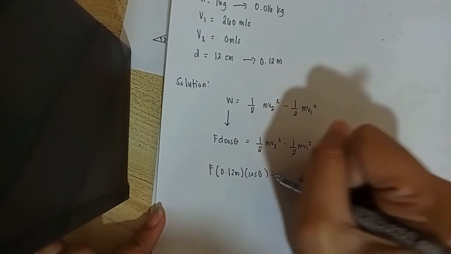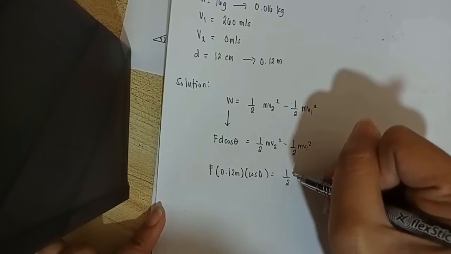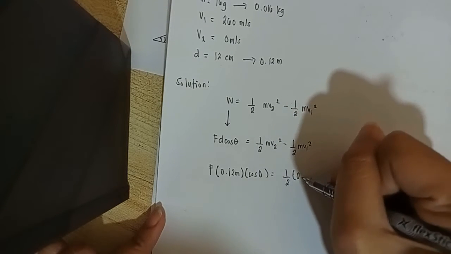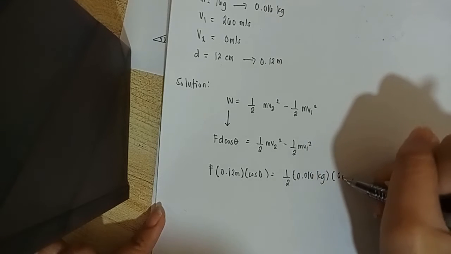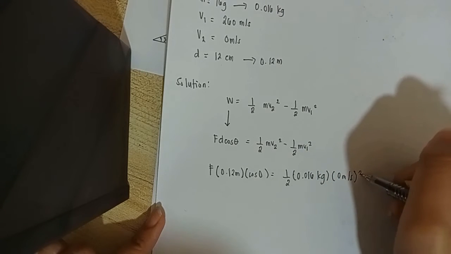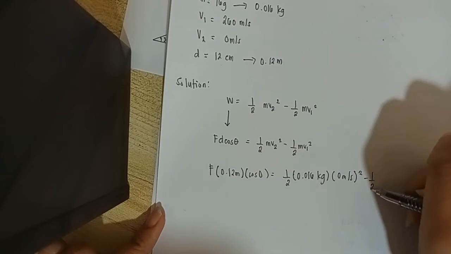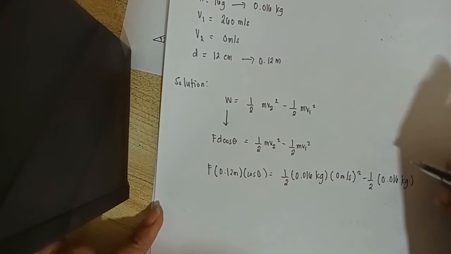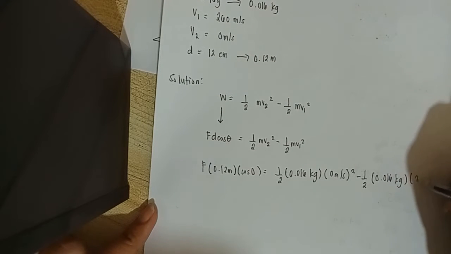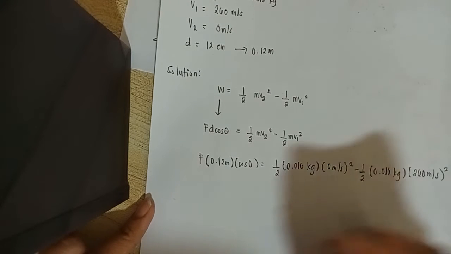Our displacement is 0.12 meter. Our cos is cos 0 degrees. 1/2, our mass will be 0.016 kilogram, v sub 2 is 0 meters per second squared, minus 1/2, our mass is 0.016 kilogram, multiplied by v sub 1, which is 260 meters per second squared.